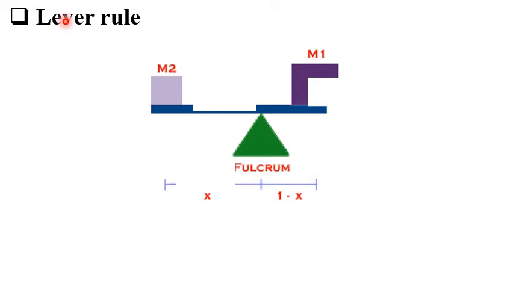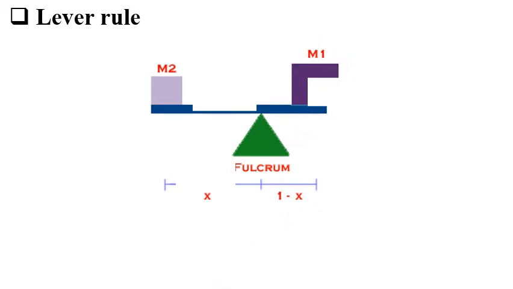So now a lever is nothing but one arm, one end, balanced by a fulcrum. If I take the overall length of a lever as 1, and if I take the fulcrum distance from M2 as x, the remaining will be 1 minus x. In order to balance the weight on M1, we need to put a weight on M2. Similarly, to balance the mass or weight on M2, we need to put a weight on M1.